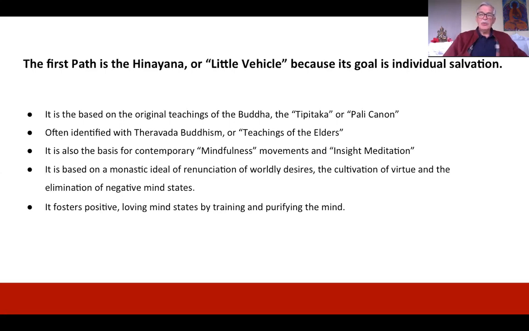So the first of these 4 principal paths is called the Hinayana. That is a term that the followers of the Mahayana, the great path, tend to use for these original teachings from the Buddha. It means the little vehicle. The Mahayana means great vehicle. It's called the little vehicle or the little path because the goal is individual salvation.